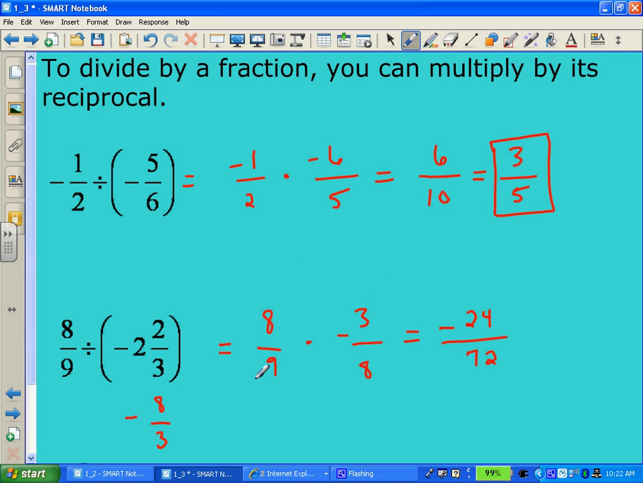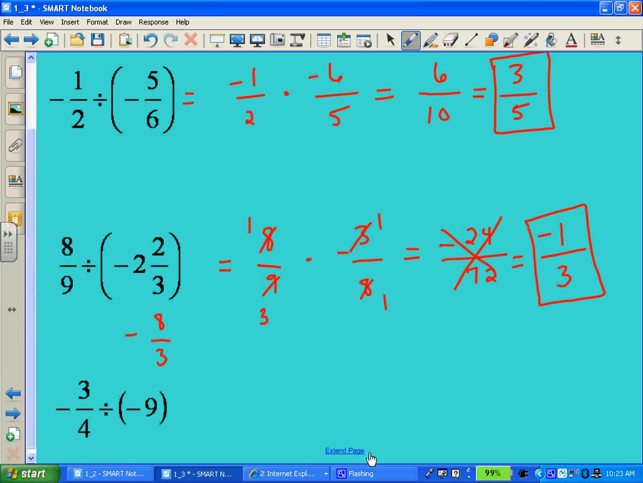Now, you'll probably remember from last year that we have this thing called cross-reducing. So here, I know I'm going to have to simplify that, but I could actually simplify before by reducing the 8s to 1s. Hopefully you remember this from last year. If you don't, ask me about it tomorrow in class. And then 3 and 9, I could take a 3 out of both of those. So then, instead of getting this big number that I have to reduce, I'll get 1 over 3. Okay. So my answer would be -1/3.